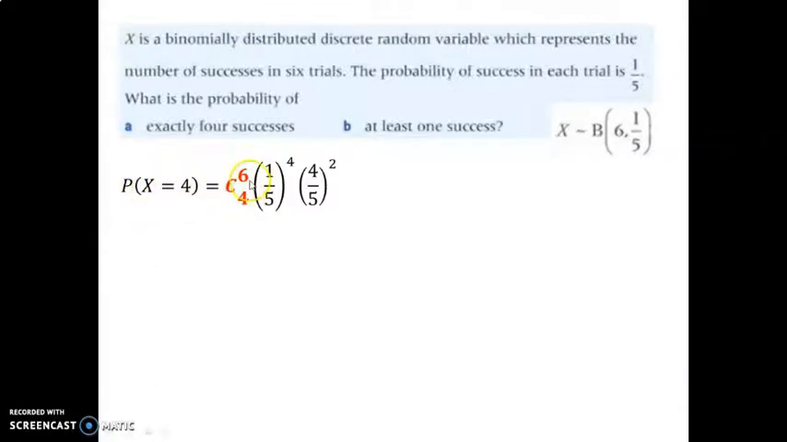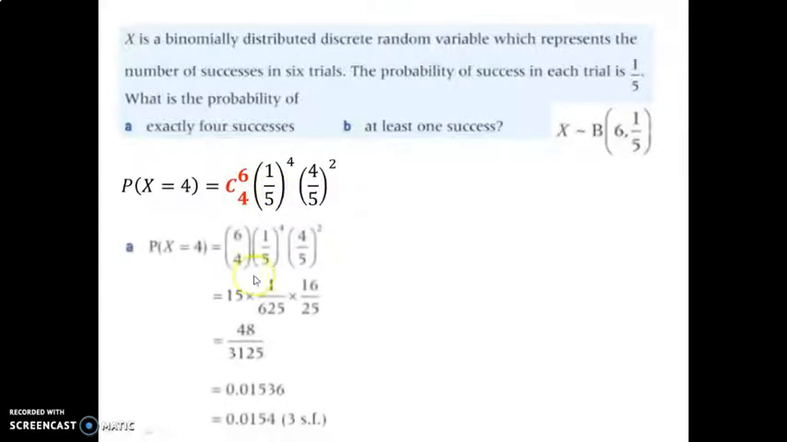We do 6 trials, we want 4 successes, 6 choose 4. That will tell us how many paths occur, and each path again looks like this: 4 successes, so 1/5 times 1/5, 4 times, and then 2 failures. 4/5 is the failure because it's the complement of 1/5.